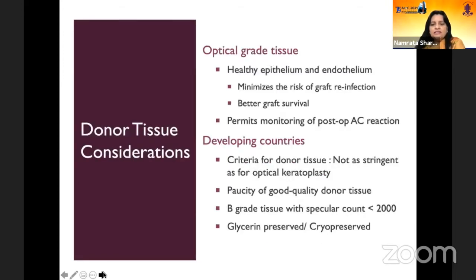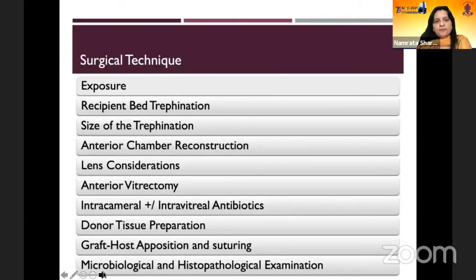In all cases, in developing countries, there is a paucity of good quality donor tissue. So one may have to use a B-grade tissue, which doesn't have a very good endothelium, or else, in the COVID times, we've even used glycerin preserved corneas because there was no cornea absolutely. However, if optical grade tissue is available, the advantage is that it gives you a better graft survival, and it also permits the monitoring of a post-op AC reaction.